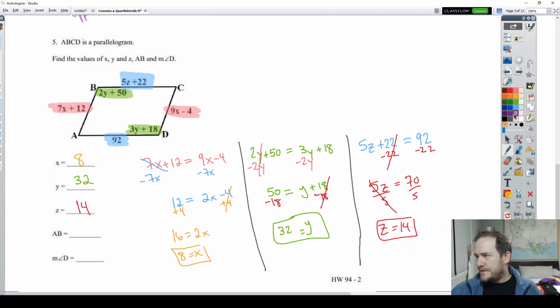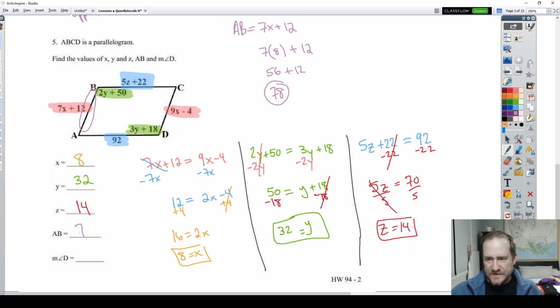Now, there's often these follow-up questions where now you have to actually plug your variable values back in and solve for an actual part. So they're asking for AB, that's this guy. AB is given by this pink expression. So up here I'll show my work and say that I know that AB is equal to 7x plus 12. So I'll just take the value of x and I'll plug it in. X is 8. So plugging in an 8 gives me a 56 plus a 12. That is a 78. So the length of AB is 78 inches, centimeters, whatever it is.